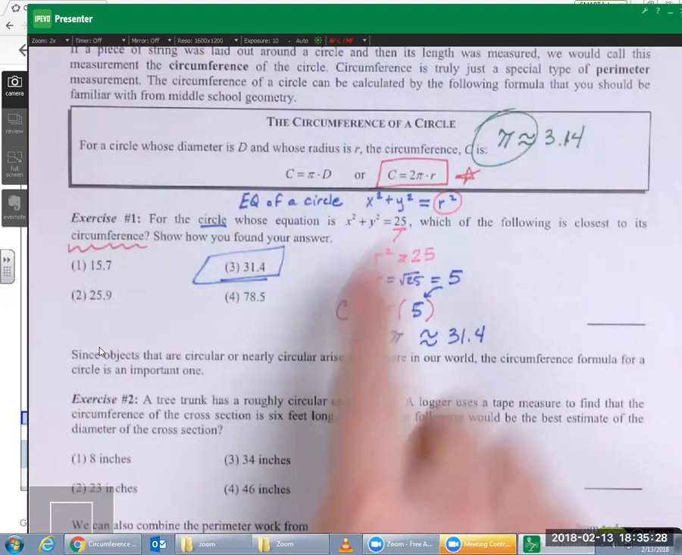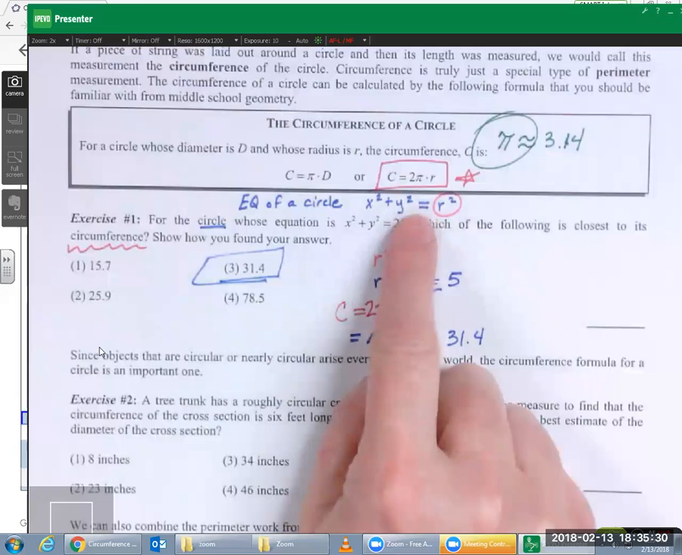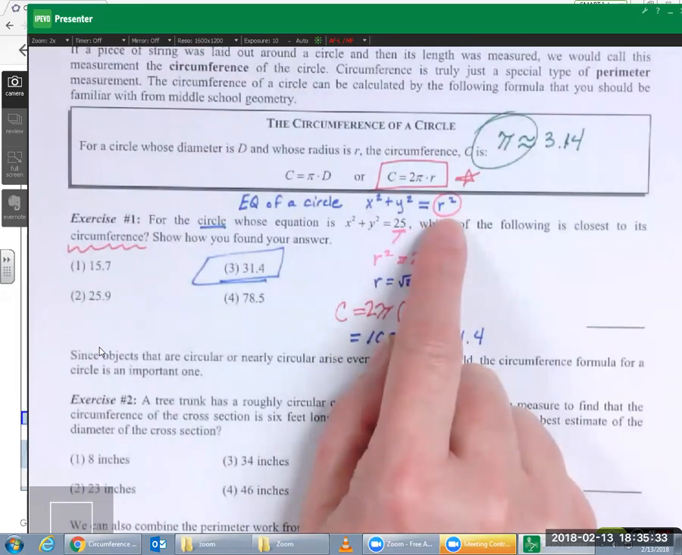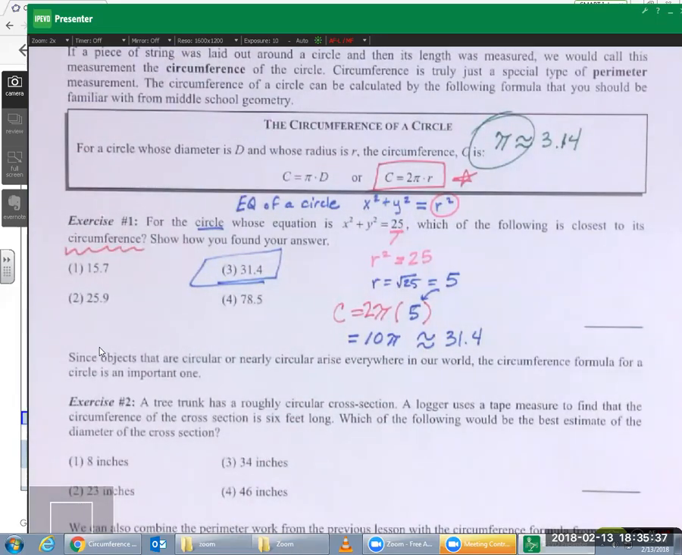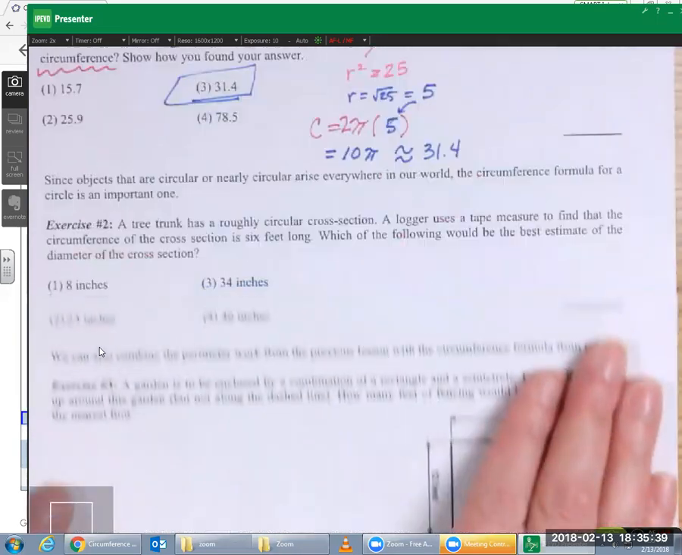Okay, you're going to see one of these on your homework assignment, so pay attention. Remember that the equation of the circle is going to show up with the radius being squared here at the end. So take a peek at that when you do your homework. All right, let's go to exercise 2.